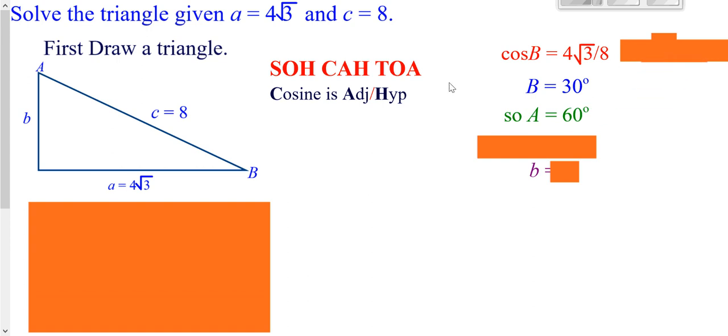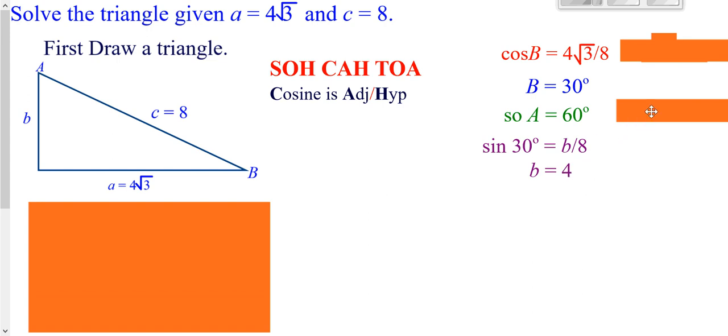So then you can go ahead and find your missing side. You could use what we just figured out here, and so we could go sine of our angle 30 would be equal to our opposite of B over our hypotenuse. And you know the sine of 30 is 1/2. You'd have 1/2 equal to this, and we get B to be 4.